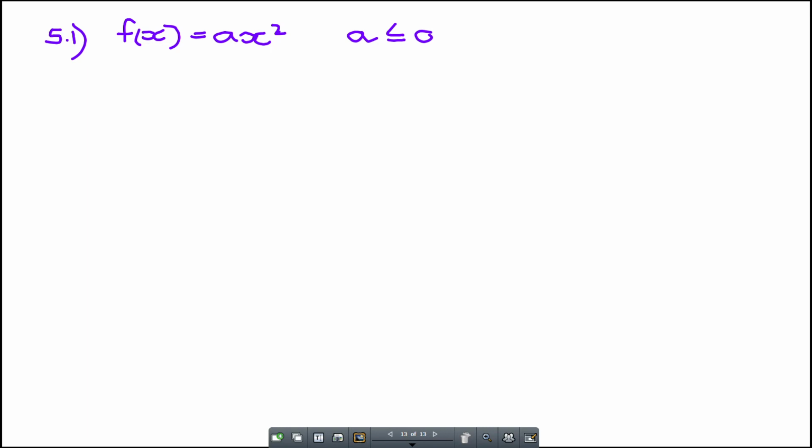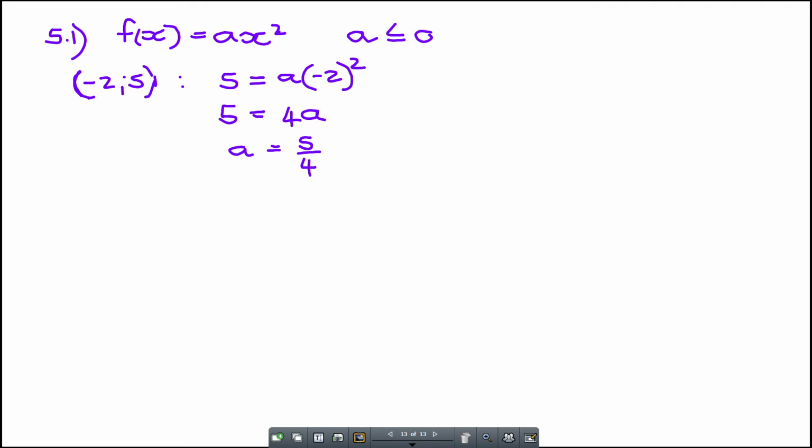Now they ask me to get the value of a. So I'm going to use that coordinate of a and I'm going to substitute it in. So minus 2 en 5 gaan ek nou weer gaan instel. So instead of y, I'm going to say 5 is equal to a, and instead of x, minus 2. Is julle reg? So dan het ek 5 is gelyk aan 4a, which means that a will be 5 over 4. You guys good? Okay, so therefore, this equation actually looks like this.